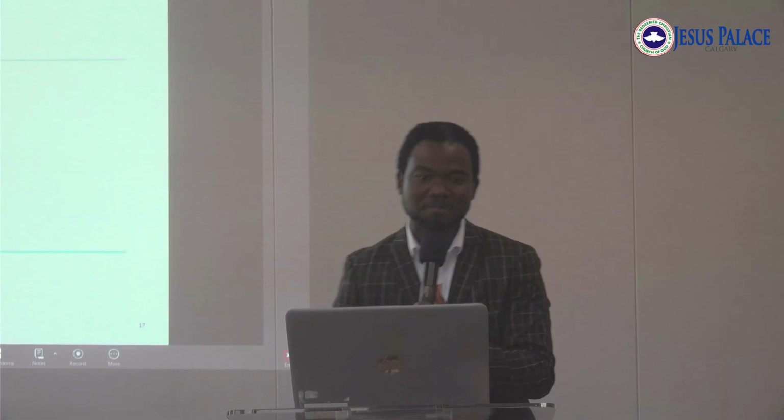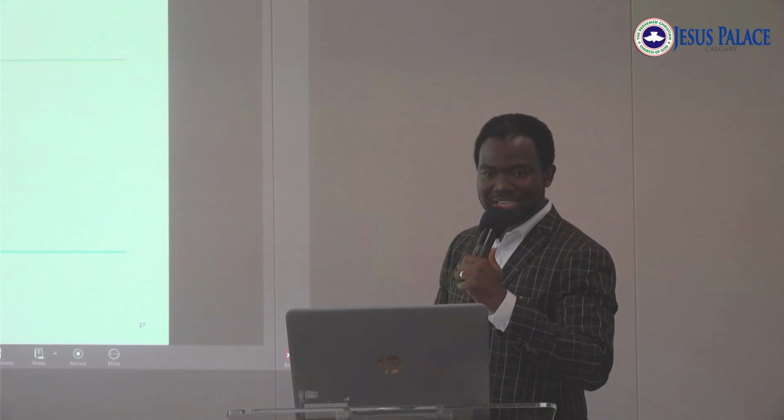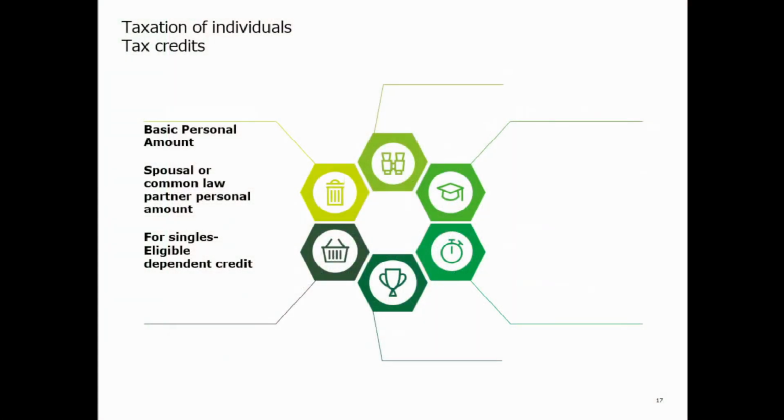So let's look at them. The first one here is the basic personal amount. For the basic personal amount, it comes automatically on our tax returns. You don't even have to worry about it. Once you are filing your tax returns, it's just the first part of your salary that is exempted from tax. I said last year it was about 15,700. This year it is about 16,129, something like that. That is at the federal level. In Alberta, at the provincial level, it is about 22,523, thereabouts. So if your income is within those amounts, you are not paying tax.